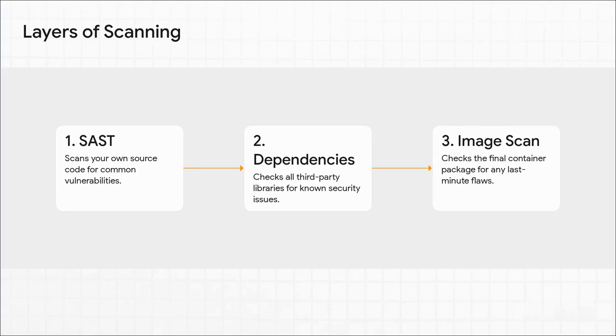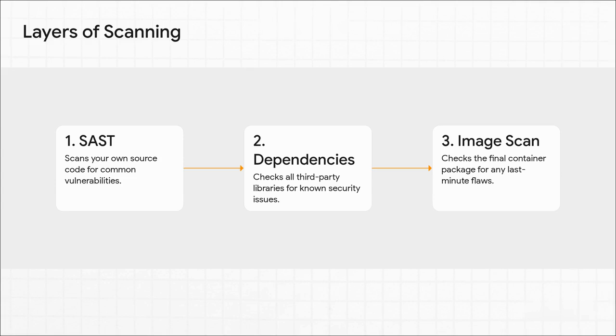And this isn't just a single scan. That's the key thing to get here. It's more like a three-layered defense. First up, you have SAST, which stands for Static Analysis Security Testing. Think of this as spell-checking your own code for common security mistakes. Next, you've got dependency scanning.